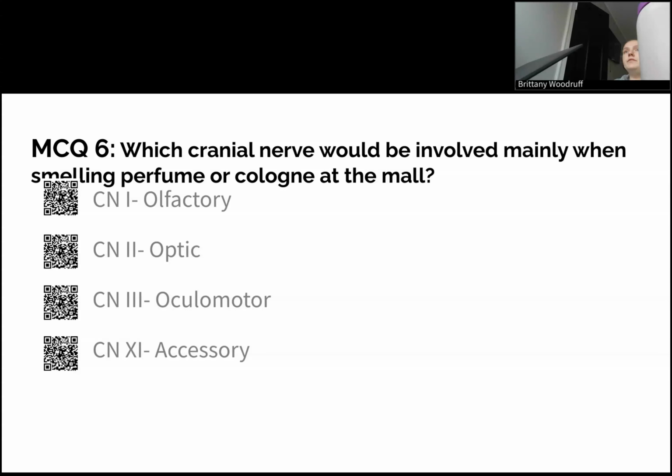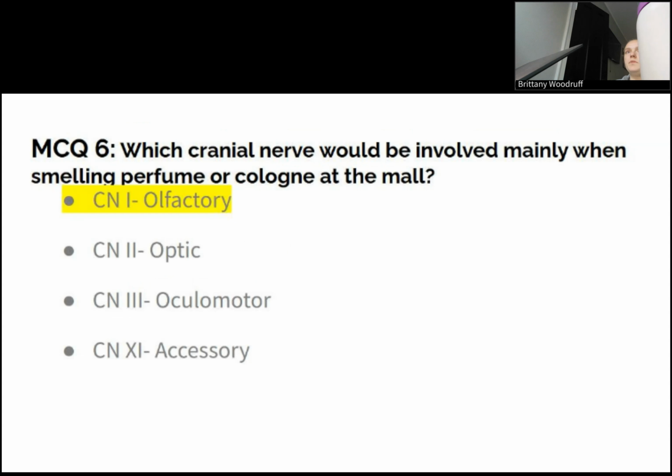Yeah, so the cranial nerve involved when you're smelling cologne is your olfactory nerve. Olfactory nerve, olfaction, sense of smell. Cranial nerve number 2, optic nerve, is responsible for vision. Cranial nerve number 3, oculomotor. Oculo meaning eye, motor meaning movement: eye movement. Cranial nerve number 11 is the accessory nerve, or the spinal accessory nerve. This one is responsible for shoulder shrugging.